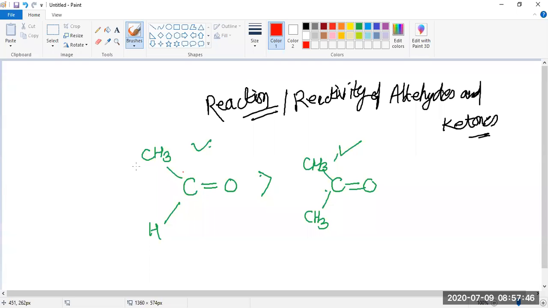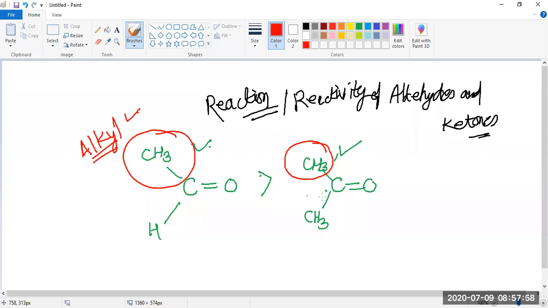Because in aldehyde only one alkyl group is present, while in ketone there are two alkyl groups. When the number of alkyl groups increases, they produce more crowding around the carbon atom. And here only one alkyl group is there in the aldehyde case.